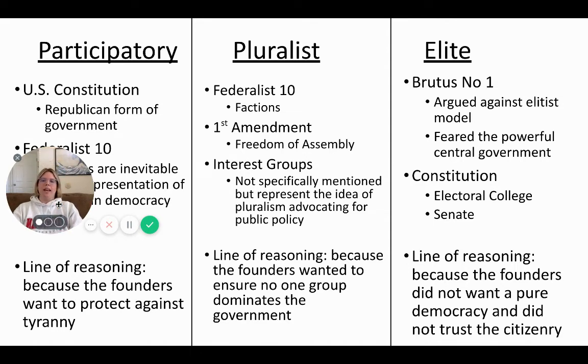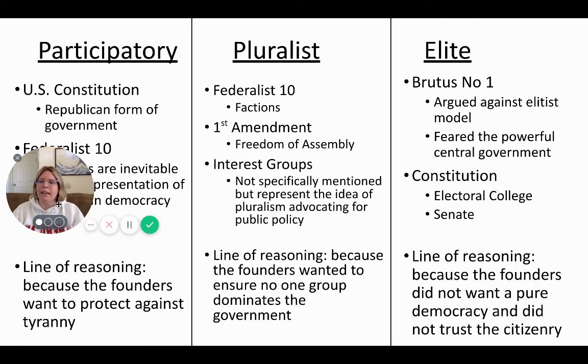And then lastly, the Senate too. That specifically is more so of like an elitist model of recognizing that the small states should get more representation than the large states in that house, basically. The line of reasoning for this was because the founders did not want a pure democracy and did not trust the citizenry, basically.